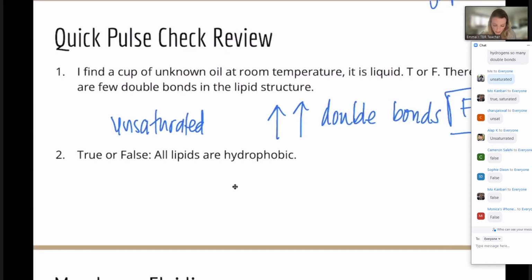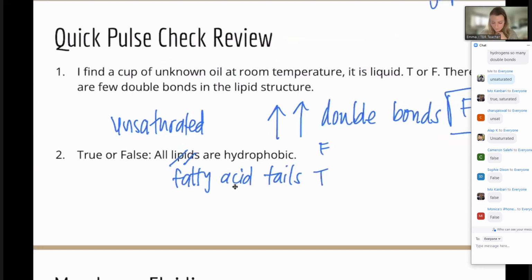It's false. We have phospholipids and sphingolipids, which add to the polarity. Those are what we call amphipathic, which have a hydrophobic end and a hydrophilic end. If this question said all fatty acid tails are hydrophobic, that would potentially be true, but this original one is false.